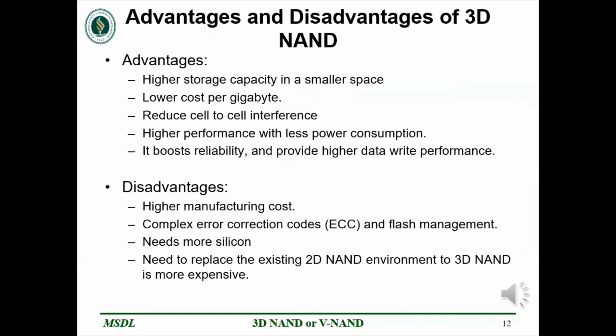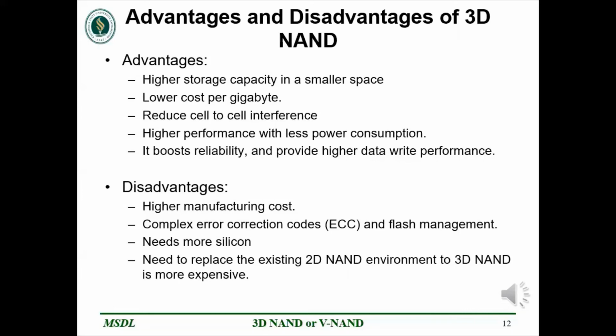From the above slides, we can clearly see that the 3D NAND has more advantages than the 2D or planar NAND, which is traditionally used in flash memory. Some of the advantages are that the 3D NAND provides higher memory capacity in a smaller space. It lowers the cost per gigabyte. It reduces the cell-to-cell interference, which is a very important issue in 2D NAND. It improves the performance with less power consumption. It boosts reliability and provides high data writing performance. Clearly, 3D NAND is a winner.